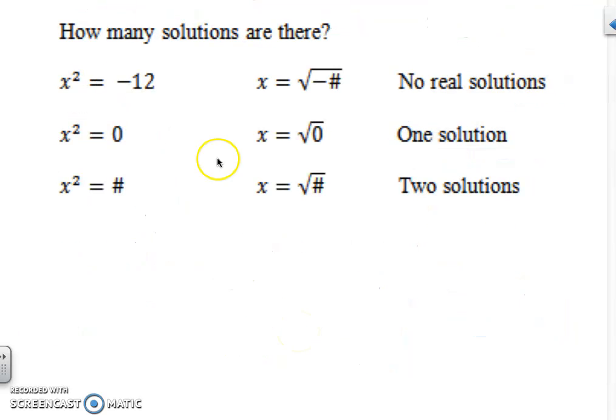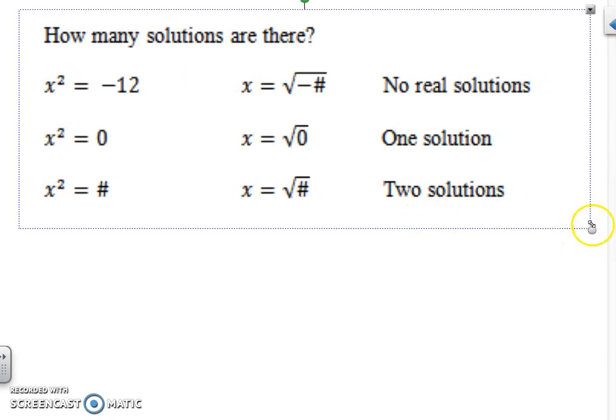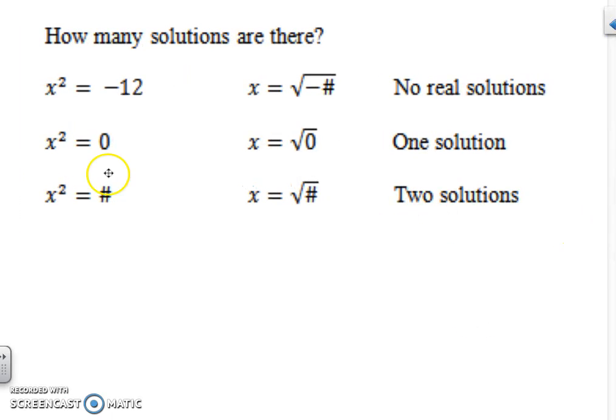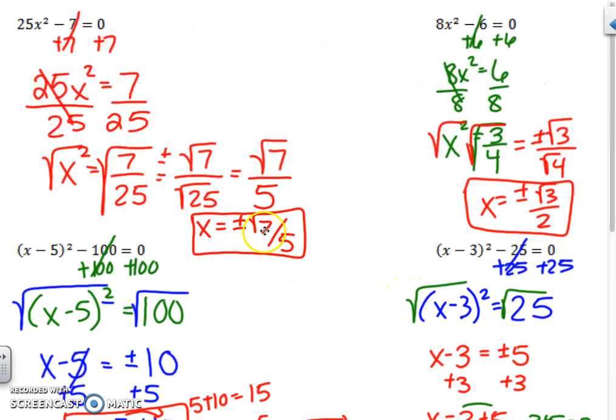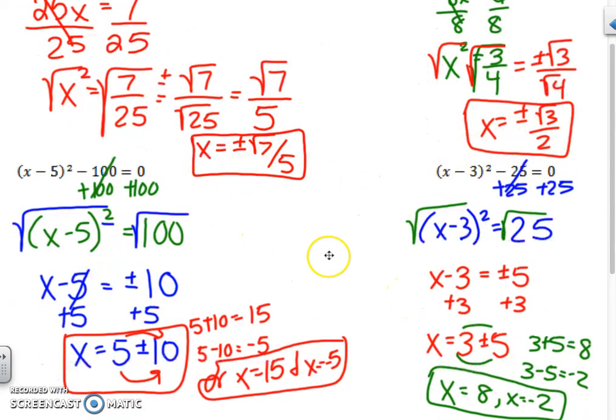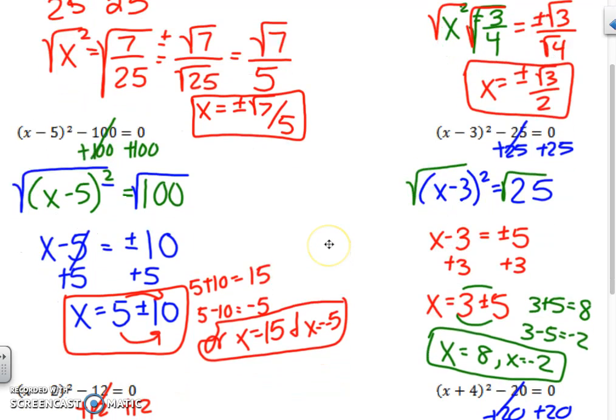So one last thing. Here's a quick way to see how many solutions there are. So if you get x squared equals a negative number, you're going to get no solution because you cannot take the square root of a negative number. If you get x squared equals 0, the square root of 0 is 0, which means you're only going to have one solution. And lastly, if you have x squared equals a positive number, when you take the square root, you will have 2 solutions. So notice on all of these, we had a plus or a minus, which means I have a positive answer and I have a negative answer.